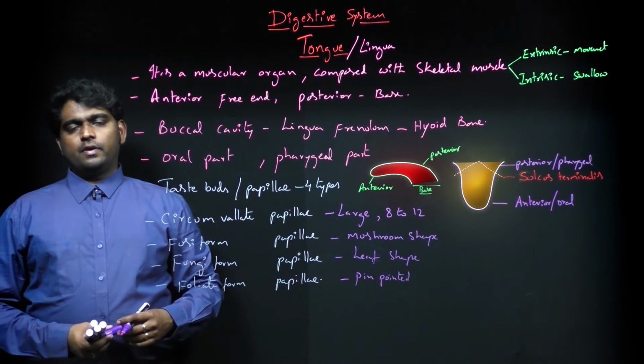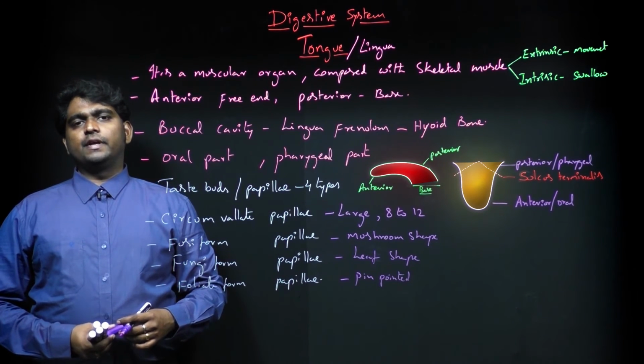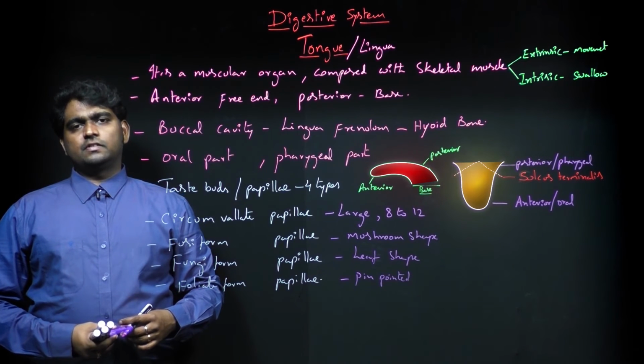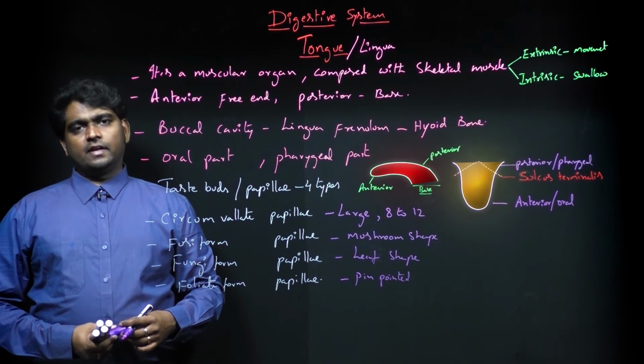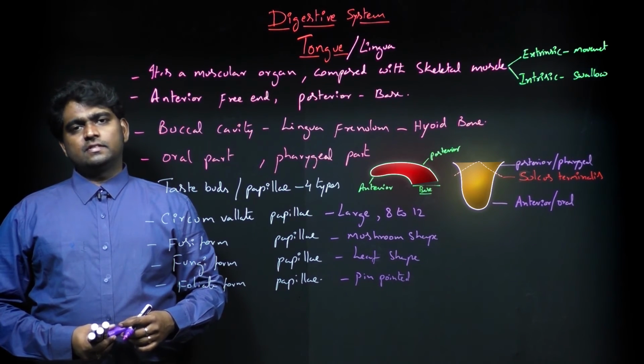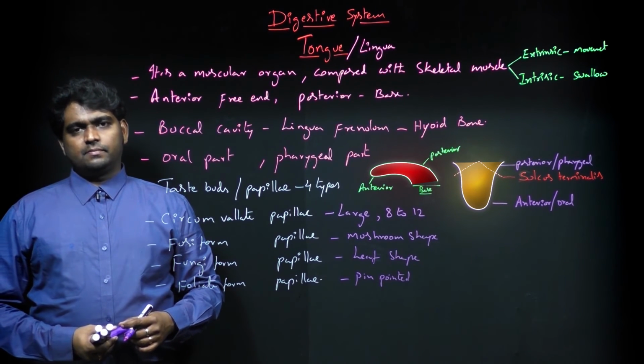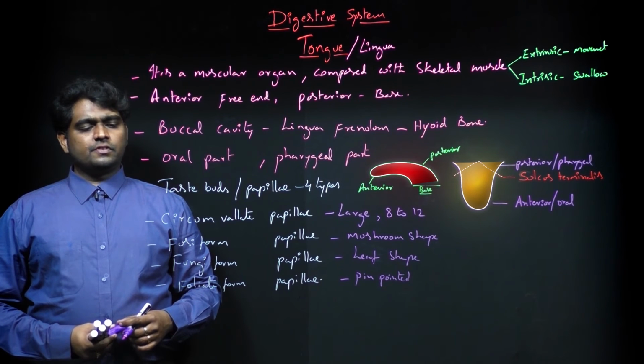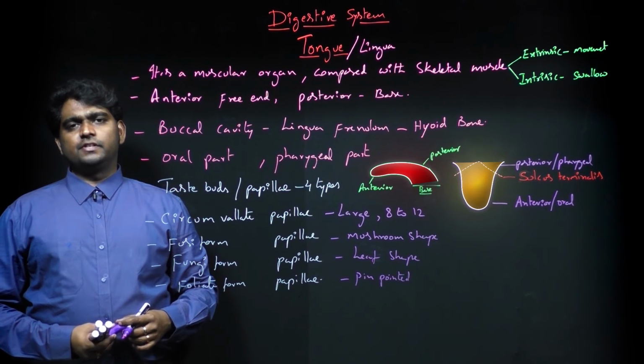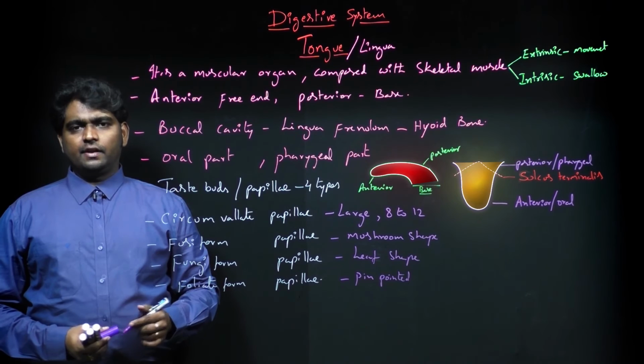These are the important papillae present in the oral region. It starts from the sulcus terminalis. Surrounding the sulcus terminalis are the circumvallate papillae, which are larger, 8 to 12 in number, and the fusiform, fungiform and foliate papillae will be distributed across the entire anterior region.